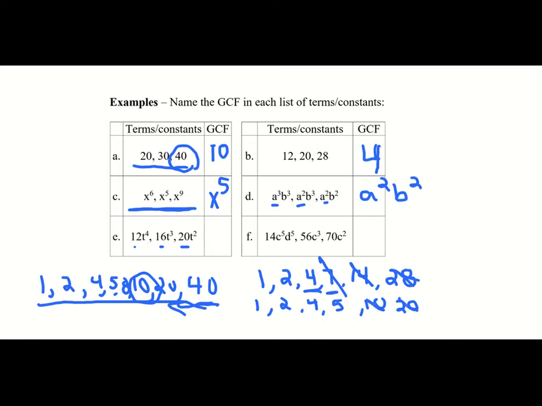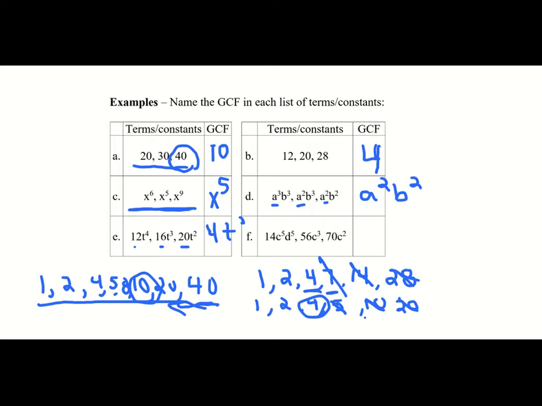10 doesn't work with 16 or 12. 5 doesn't. But there's my 4. 4 will work with 16, 12, and 20. So my number for my GCF here will be 4. And then looking at your variables, all 3 terms have a t. We want to choose the lowest power, so we are going to choose t to the 2nd power. So 4t squared will be my greatest common factor there.